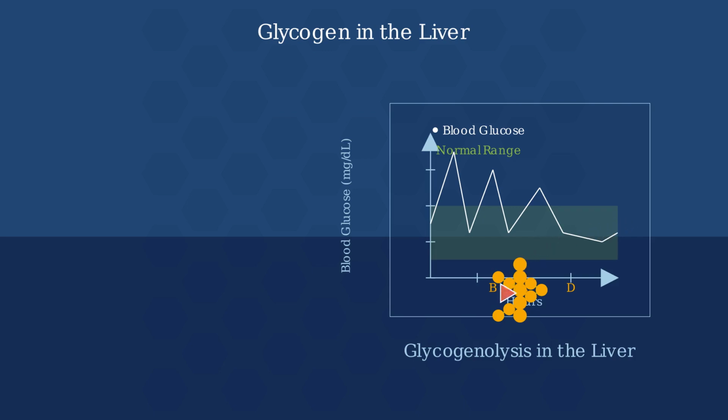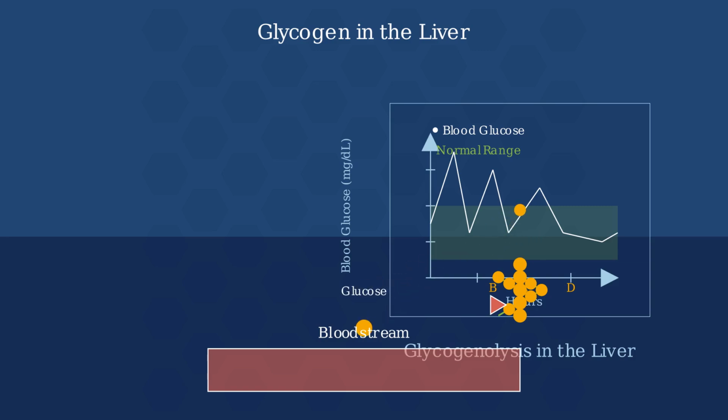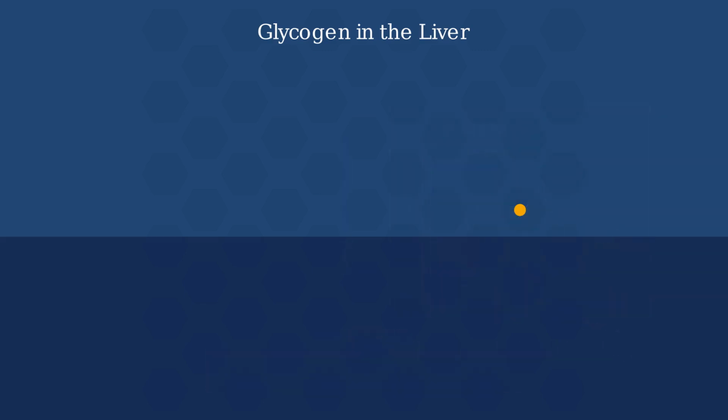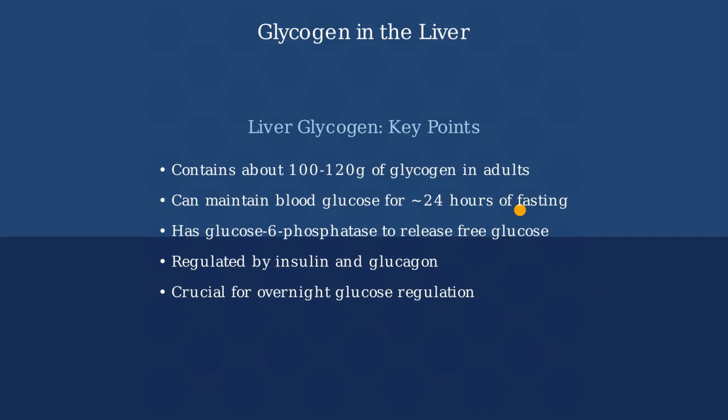Enzymes like glycogen phosphorylase cleave glucose units from the glycogen branches, starting from the outer ends. Unlike skeletal muscles, liver cells contain the enzyme glucose-6-phosphatase, which allows them to release free glucose directly into the bloodstream. This release of glucose from liver glycogen is especially important during overnight fasting when we go many hours without consuming food. Without liver glycogen, our blood glucose levels would drop dangerously low during sleep, potentially leading to hypoglycemia.